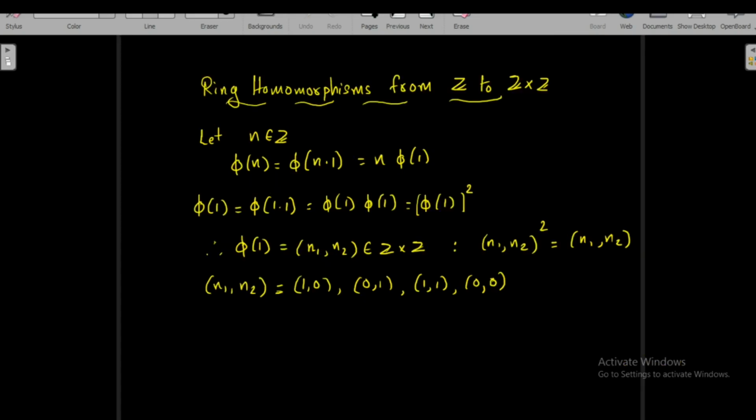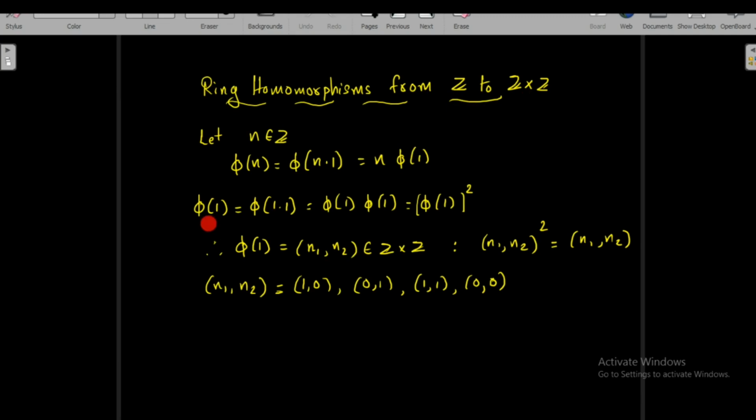Now let us find the ring homomorphisms from Z to Z cross Z. Here we will take an element n belonging to Z and we have to find the image of n under the map phi to define the ring homomorphism phi from Z to Z cross Z. Here we know that phi of n can be written as phi of n into 1, so that's equal to n into phi of 1. So as in the previous case, it is enough to define the image of 1 under phi to fix the ring homomorphism phi from Z to Z cross Z.